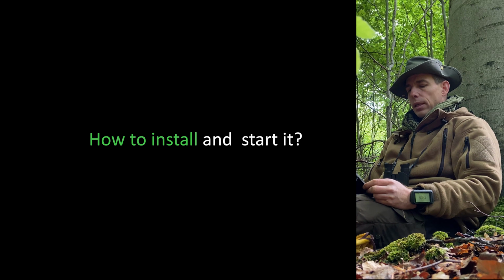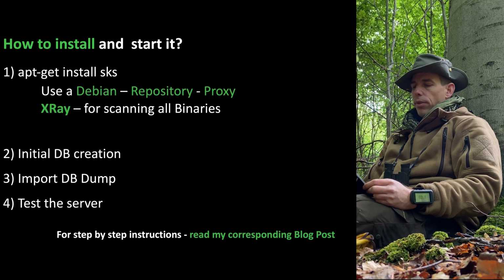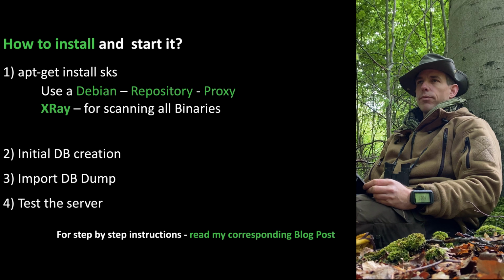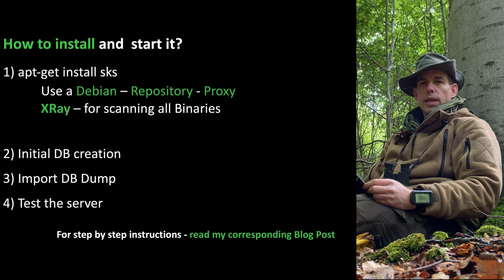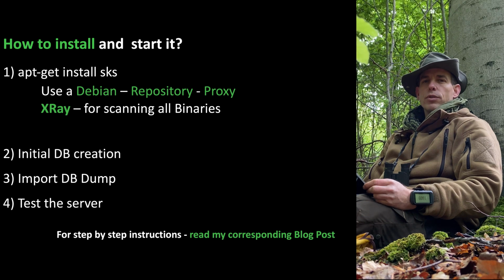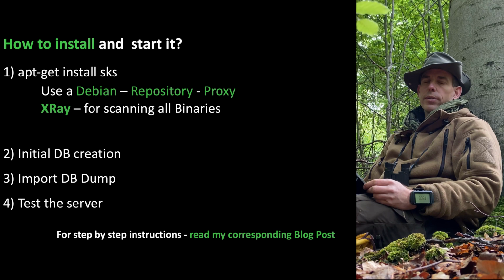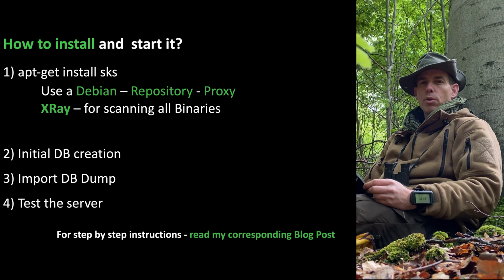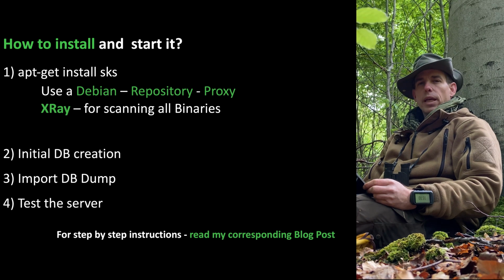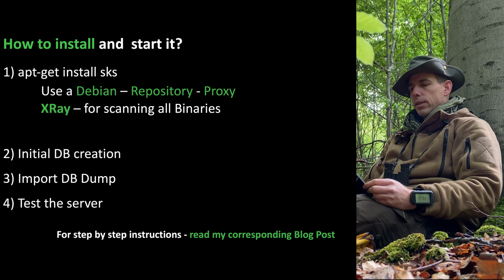And now we know that we could need this installation, so how to install and start it. There are a few things worth mentioning. One thing is, an apt-get install sks is just enough to install this one. If you want to have it in a high security network again, just use an Artifactory Debian repository as a proxy, and Xray can scan all binaries so that you're making sure that you don't have a compromised installation.